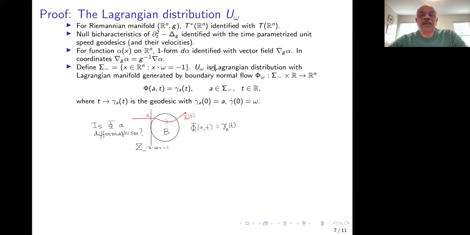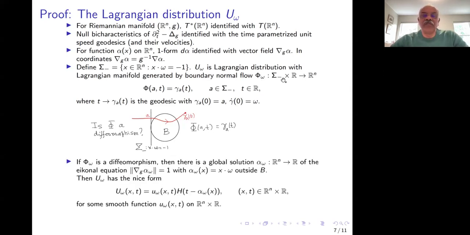Okay, so the Lagrangian manifold associated with the solution u_omega is actually coming from these geodesics. The plane wave comes in a straight line parallel to omega, follows the geodesics, and this is happening for every geodesic, coming like this and changing. So this Lagrangian manifold is associated with this phi_omega. This boundary normal flow phi_omega is critical to describe the solution u_omega.